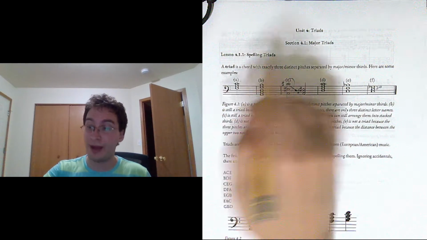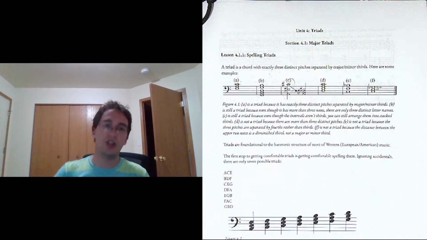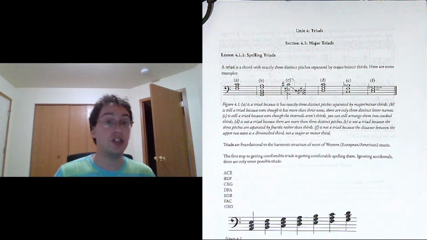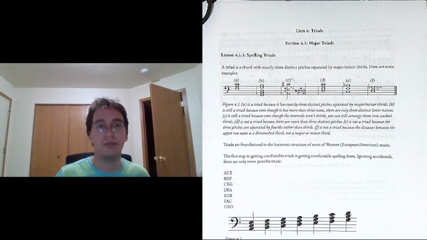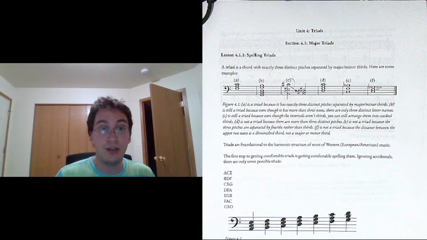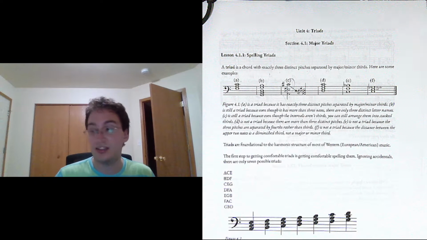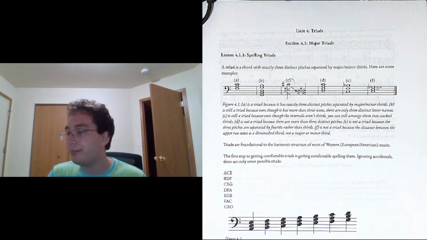The reason we care about this specific definition is that triads are foundational to the harmonic structure of most of the music that you're familiar with. There are plenty of musics that do not use triads as their foundation, and I hope in the coming years to add more information about them. But most of the music that you're familiar with is based in triads, so that's why we're learning about them.